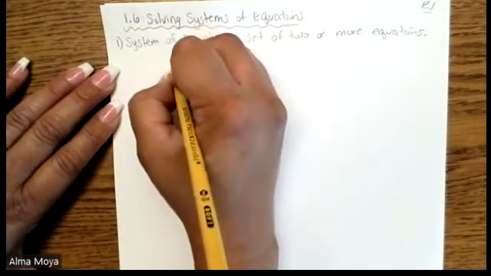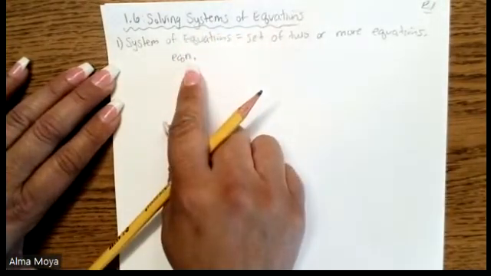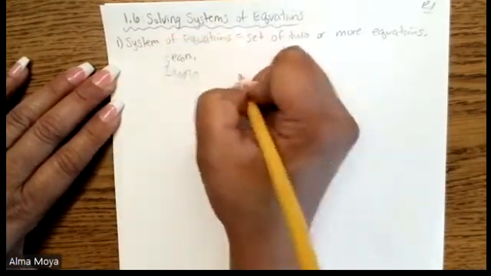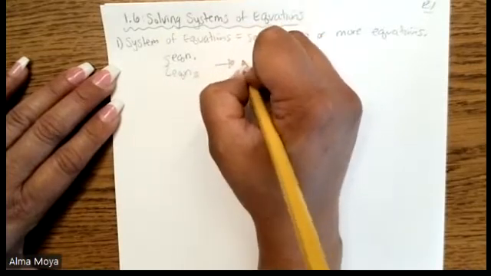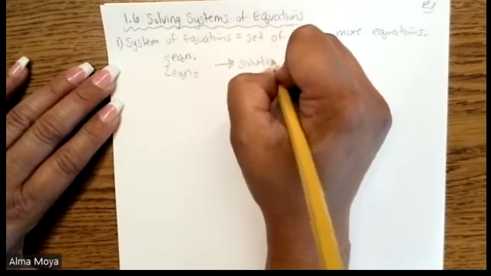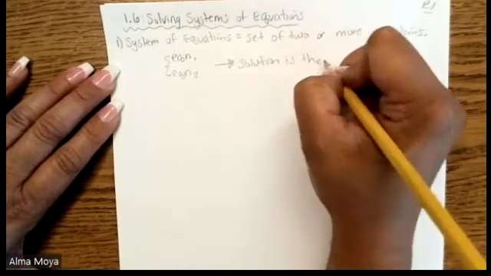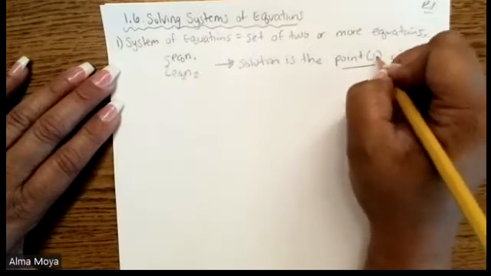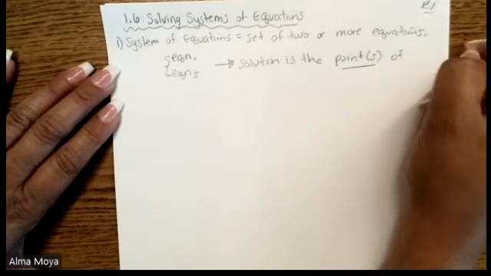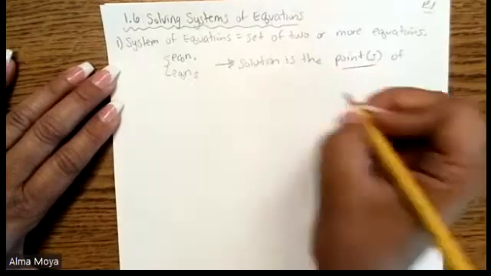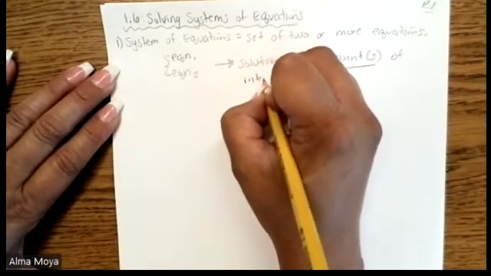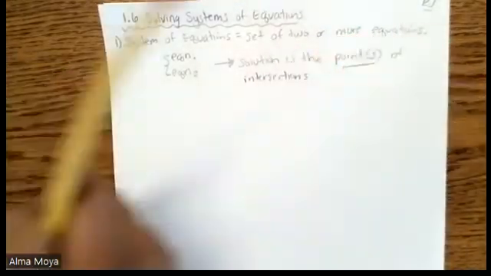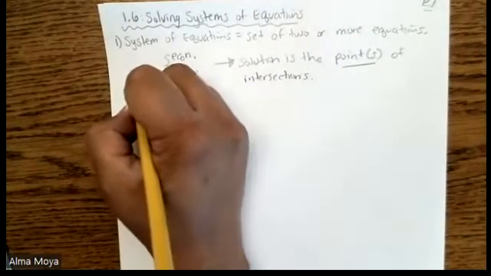So basically, you'll have equation 1, EQN means equation, and equation 2, and the solution is the point or points of intersection, because you might have one intersection or two intersections or infinitely many. So these are the possibilities.